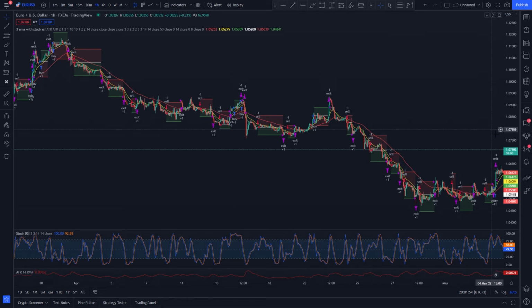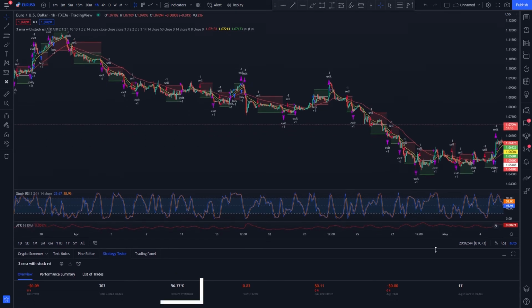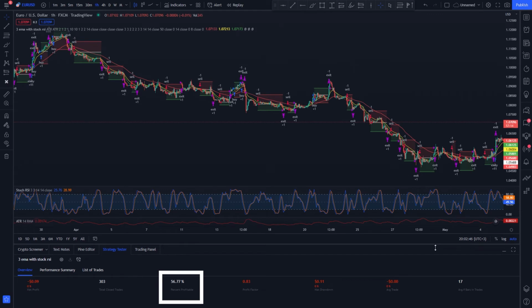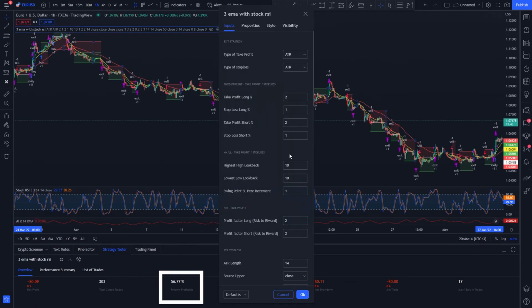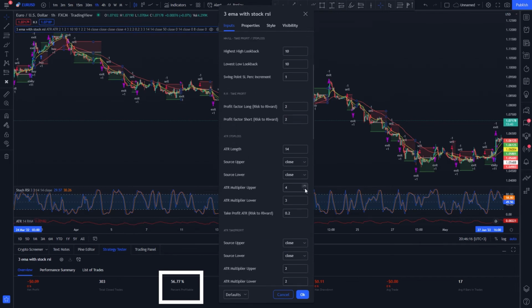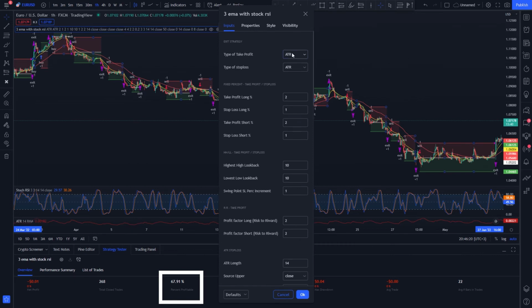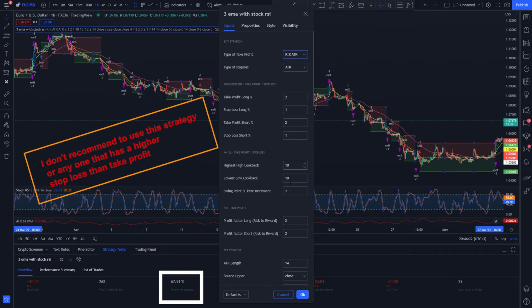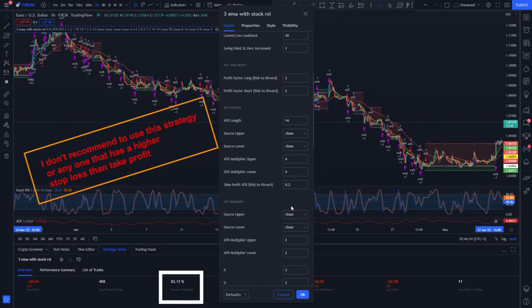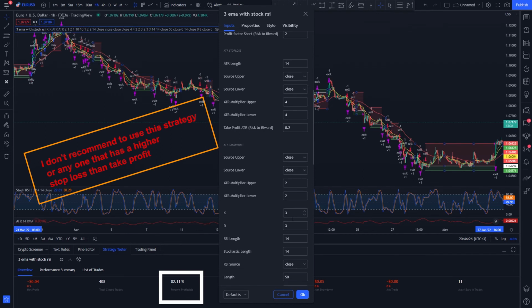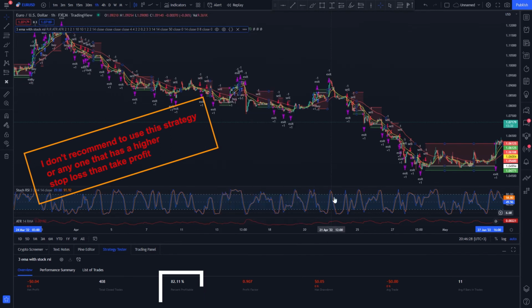Now, let's see the result. As we can see, the win rate is just 56.77%. We can change take profit and stop loss to get a win rate of more than 80%. But then you will not get even $1. That's why I don't recommend using this strategy or any one that has a higher stop loss than take profit.